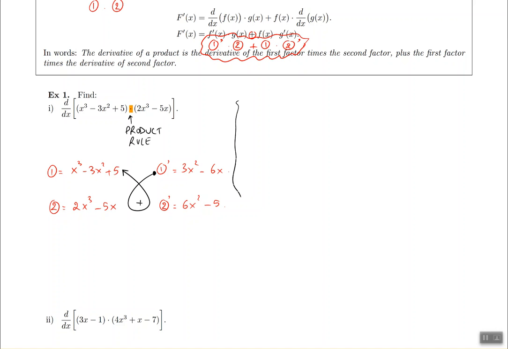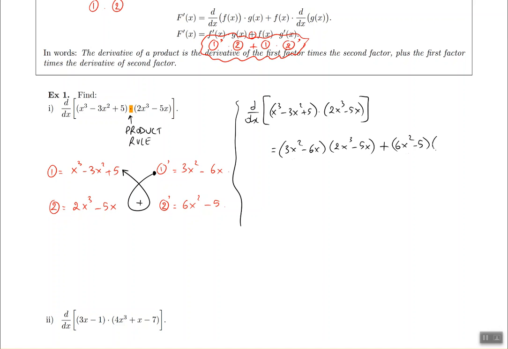So going back to the original question, the derivative with respect to x of the quantity x cubed minus 3x squared plus 5, all multiplied by the 2x cubed minus 5x is going to be equal to, again, according to this, 1 prime times 2, so 3x squared minus 6x gets multiplied with the 2, so that's 2x cubed minus 5x. Then we're supposed to add the product of 6x squared minus 5 with the x cubed minus 3x squared plus 5.